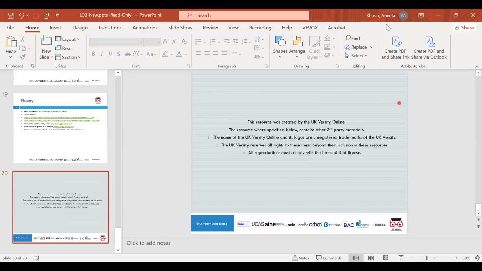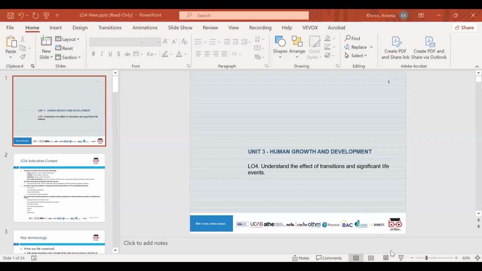We'll quickly stop sharing and go through the last learning outcome, and then we'll quickly go through our assignment discussion. Any questions here? Please let me know. I will not spend too much time on this. It's 24 slides, and I'll quickly go through learning outcome 4, which talks about understanding the impacts of transition and significant life events.